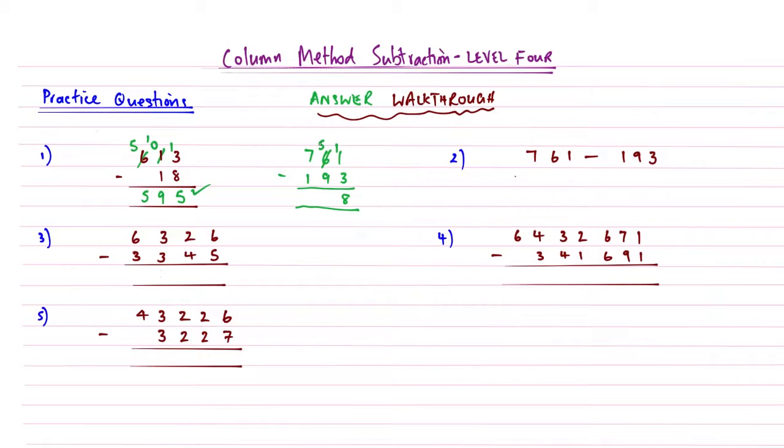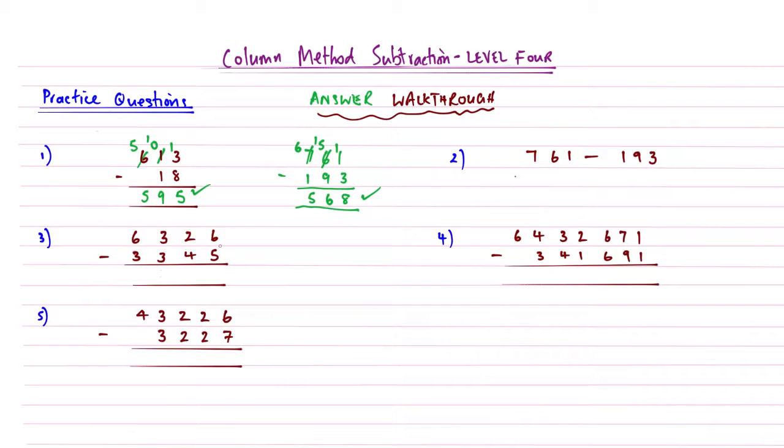Next column, 5 take away 9, we can't do that, so we're going to look at the 7, that's going to reduce to a 6. Take the 1 over. 15 subtract 9, that's going to give me an answer of 6, because we need to add on 6 to get from 9 to 15, and then 6 take away 1 is 5. So again, that's where we get 568. That's the answer to number 2.